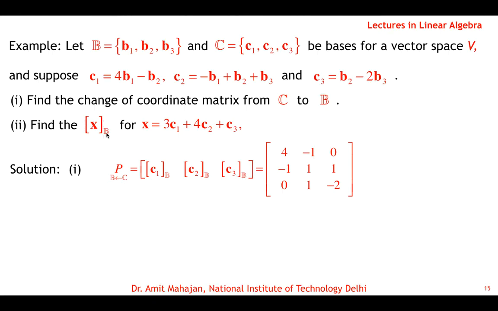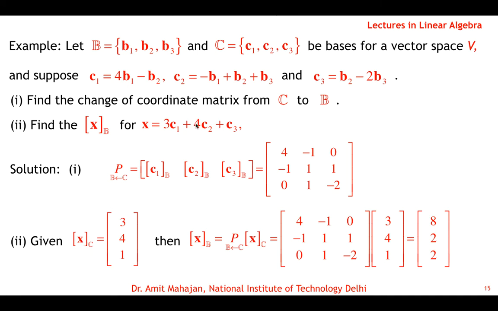So clearly this is the matrix for the change of coordinates from C to B. Now if I have to find x_B, then x_C is given as 3 4 1, so x_B is P_CB times x_C, and we just need to multiply these to find that the B coordinate of x is 8 2 2. That means if I write x as a linear combination of B1, B2, B3, then these weights are required, 8 2 2. So this was about change of bases.